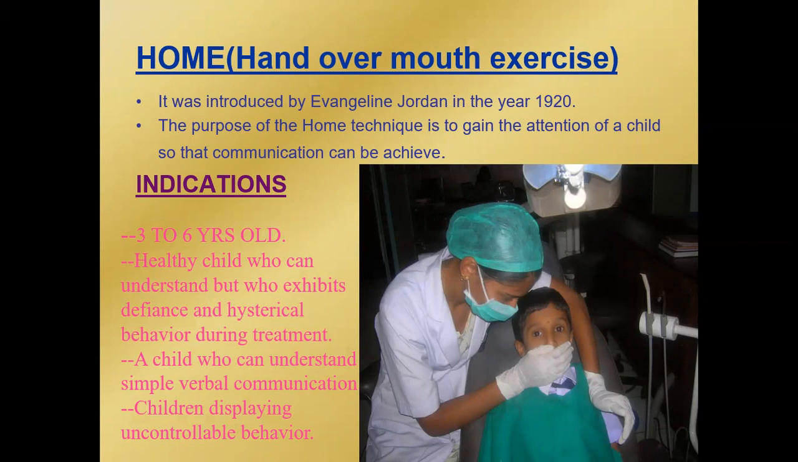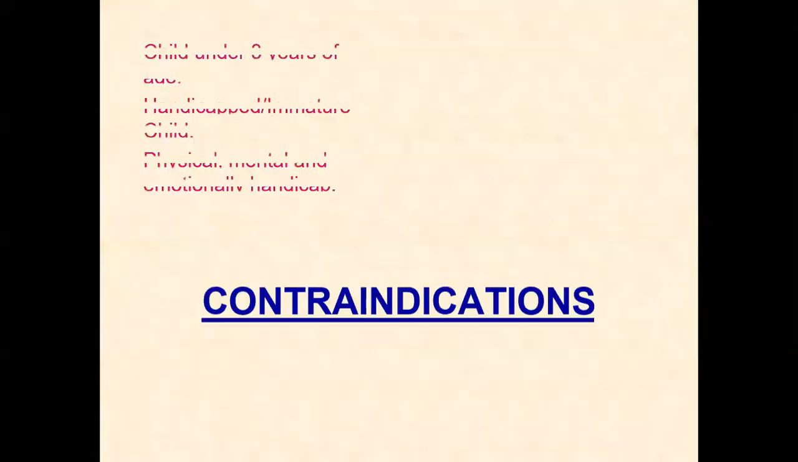It was introduced by Jordan in 1920. The purpose of the HOME technique is to gain the attention of a child so that communication can be achieved. It is indicated in 3 to 6 years of age: a healthy child who can understand but who exhibits defiant and hysterical behavior during the treatment. Hysterical behavior means keeping on crying, showing tantrums. Then a child who can understand simple verbal communication, and a child displaying uncontrollable behavior. So these are the indications of HOME, hand over mouth exercise.